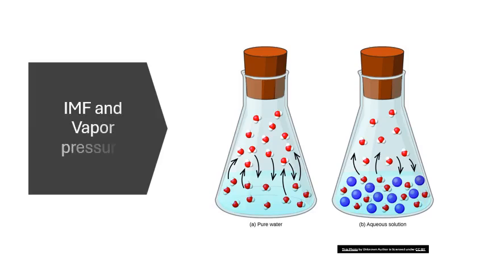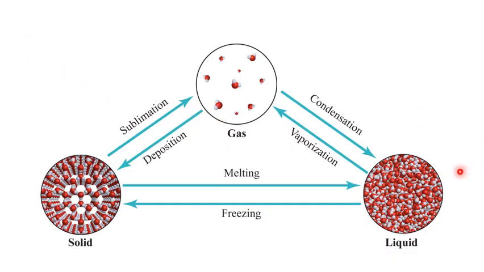In this video, we will talk about the relationship between intermolecular force and vapor pressure. Vaporization is the phase change from liquid to gas, and the reverse we call condensation. The phase change from solid to liquid is melting, and the reverse is freezing. The direct conversion of solid to gas without a liquid form we call sublimation, and the reverse change is deposition.